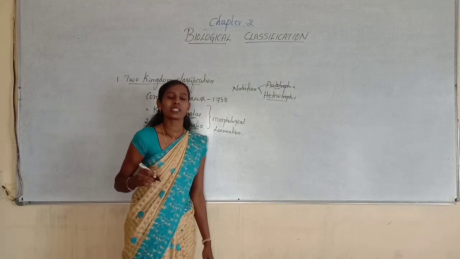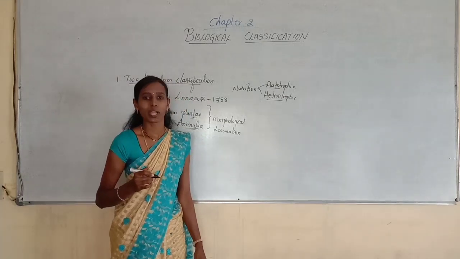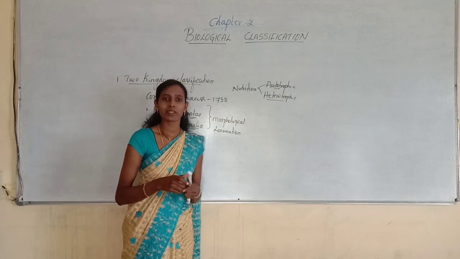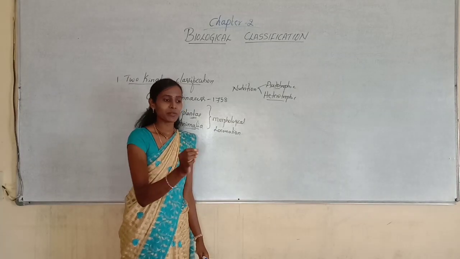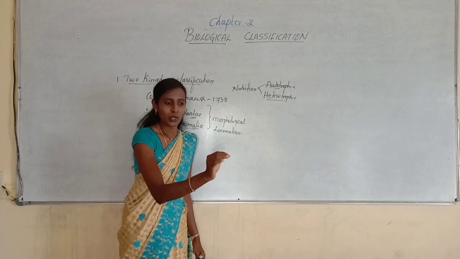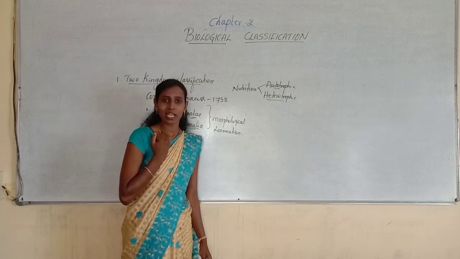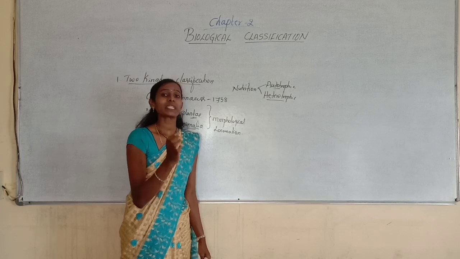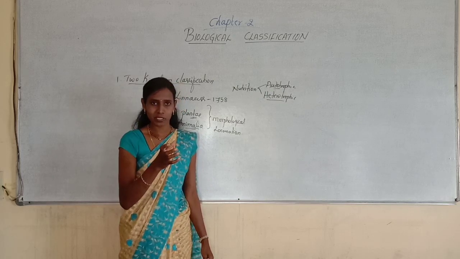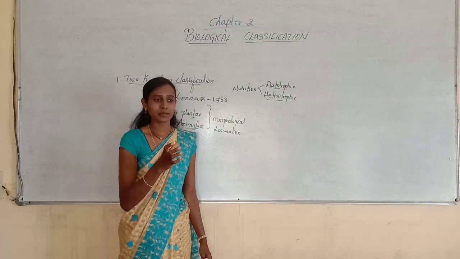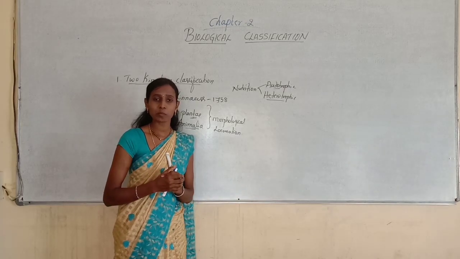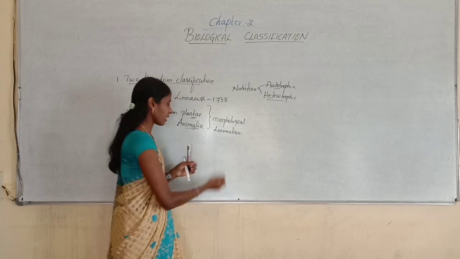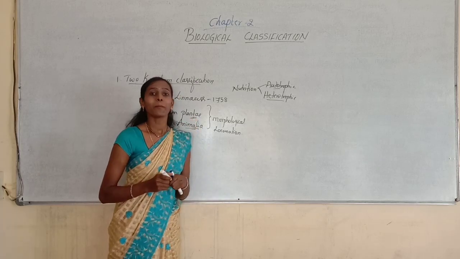He also considered the response to stimuli. For example, whenever we touch a hot object, we will immediately take back our hand because we are responding to that stimulus. Usually living organisms have this property, responding to stimuli. If the organisms respond to stimuli, he included them in the kingdom Animalia. If they are not responding, he included them in the kingdom Plantae.